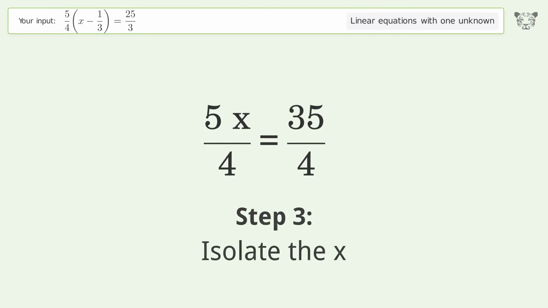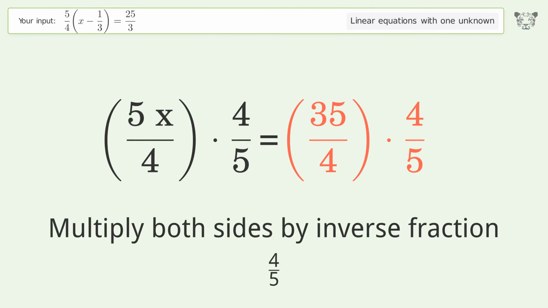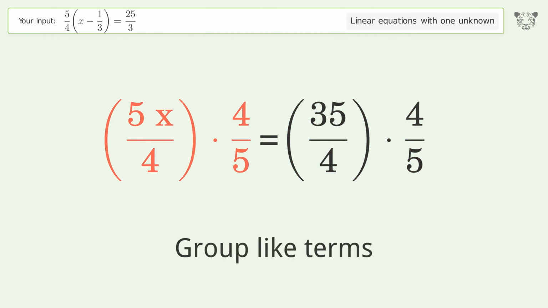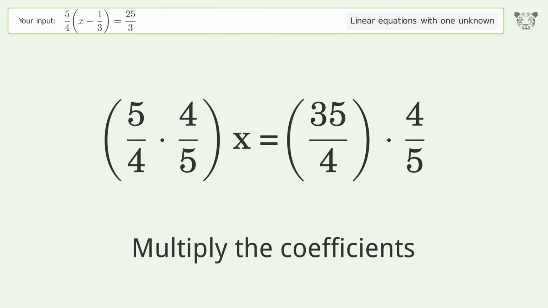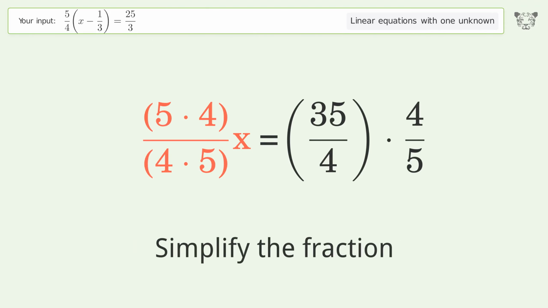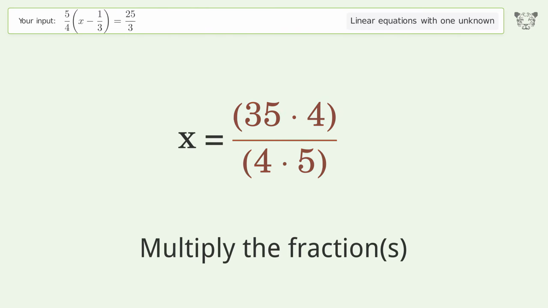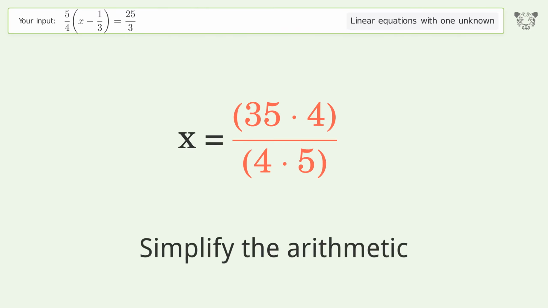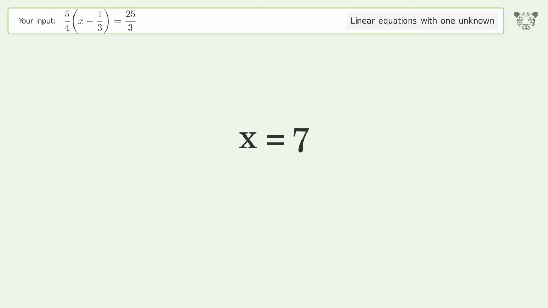Isolate the x. Multiply both sides by inverse fraction 4/5. Group like terms. Multiply the coefficients. Simplify the fraction. Multiply the fractions. Simplify the arithmetic. And so the final result is x equals 7.